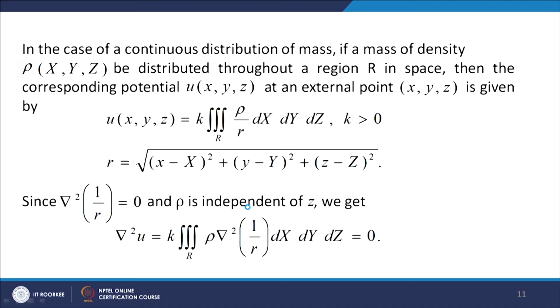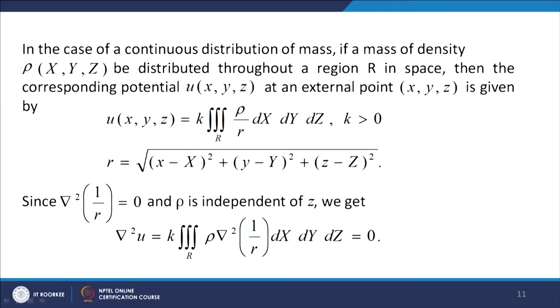So in the case of a continuous distribution of mass, if a mass of density rho(x, y, z) is distributed throughout a region R in space, then the corresponding potential u(x, y, z) at an external point (x, y, z) is given by u(x, y, z) equal to k times the volume integral over the region R of rho over r dx dy dz.